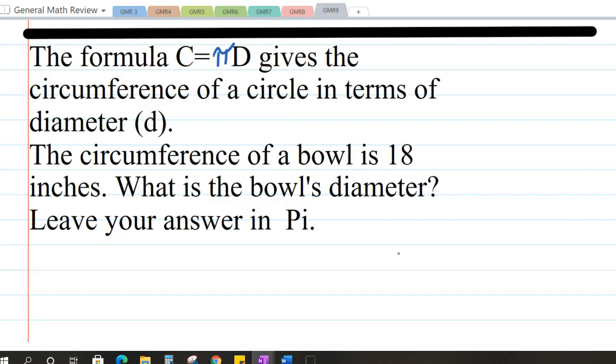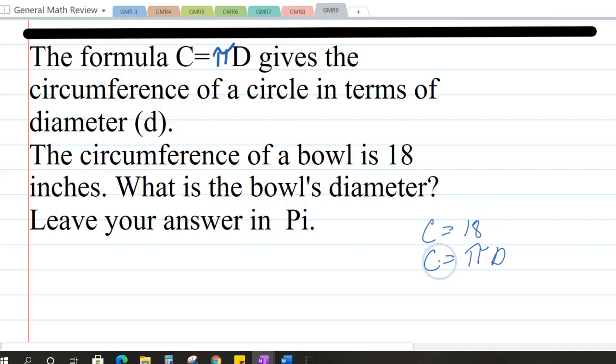Whenever solving problems, always write out what you have. The first thing that we have is the actual formula, C is equal to pi d. They also told us what C is. C is equal to 18. Now we simply need to solve for d, the diameter.